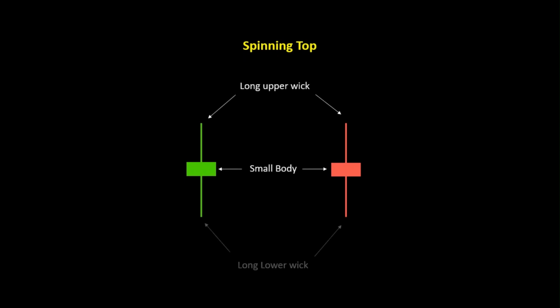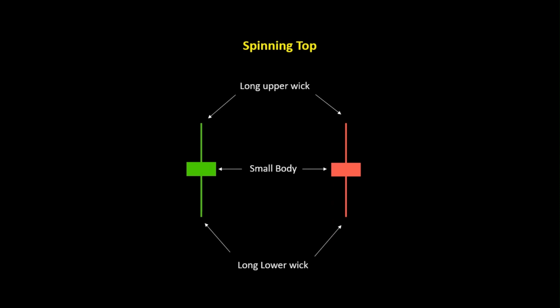The next important single candlestick pattern is the spinning top. The spinning top is characterized by a small real body positioned in the center, with long upper and lower wicks on either side. This formation indicates a state of market indecision, a temporary balance between buyers and sellers, where neither side has gained full control. While the spinning top itself signals hesitation, the next candle after the spinning top provides crucial insight into the market's next likely move.